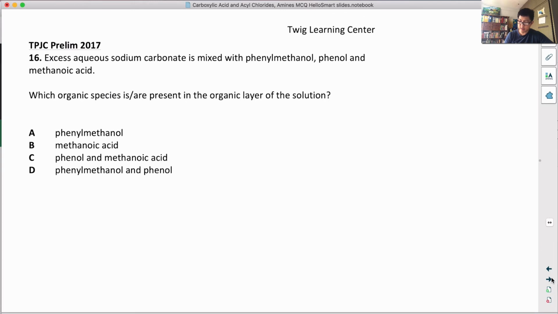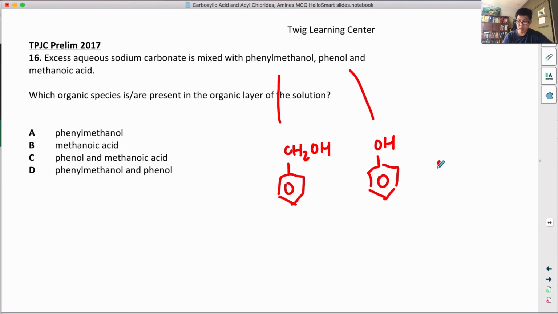Let's look at question 16. Excess sodium carbonate is mixed with phenylmethanol. Phenylmethanol is this one here, which is an alcohol. Of course, you can draw phenol. And the last one is methanoic acid. Let me just draw it out again. Methanoic acid is just HCOOH.